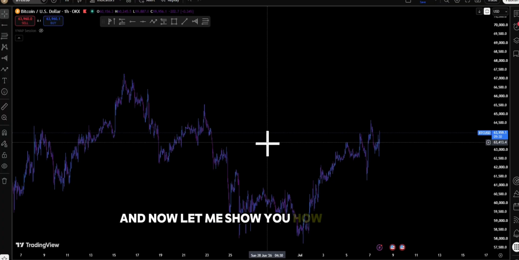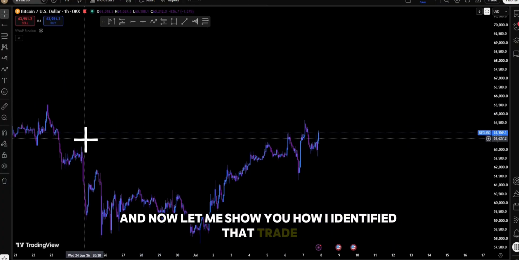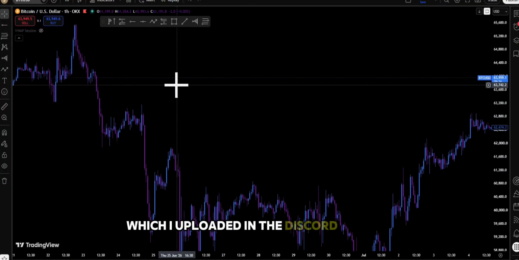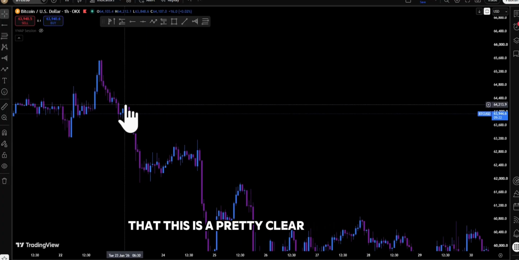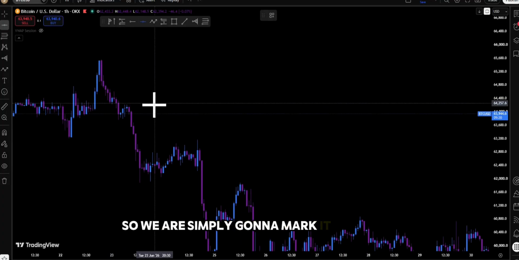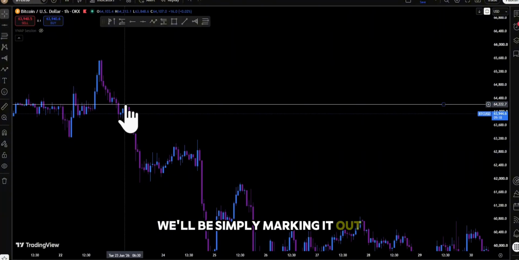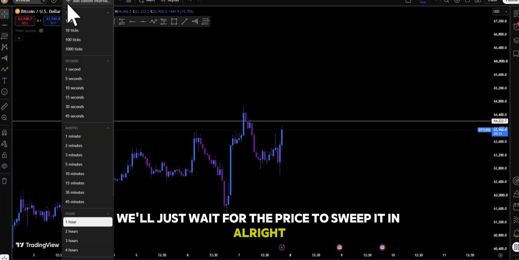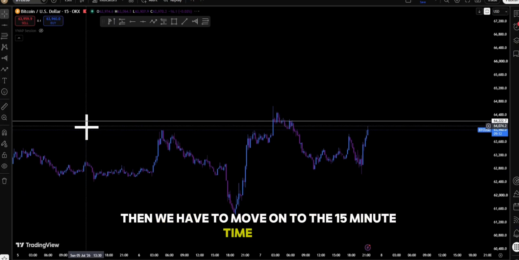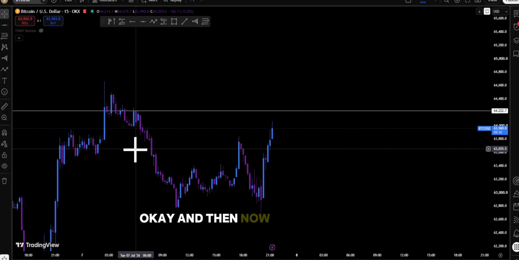And now let me show you how I identified that trade, which I uploaded in the Discord. All right, so as you do see on the 1 hour time frame that this is a pretty clear high. So we are simply going to mark it out. Now as we have marked it up, we'll just wait for the price to sweep it. All right, then we have to move on to the 15-minute time frame. And now is the main part.